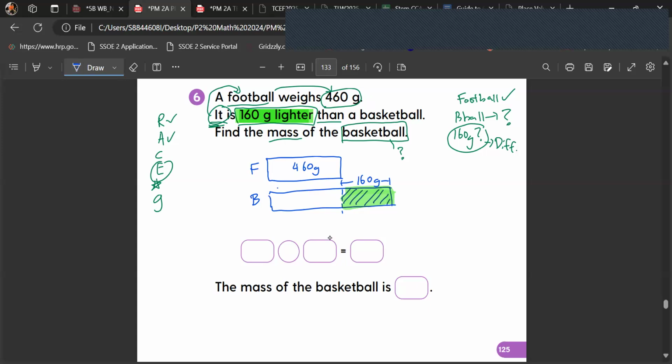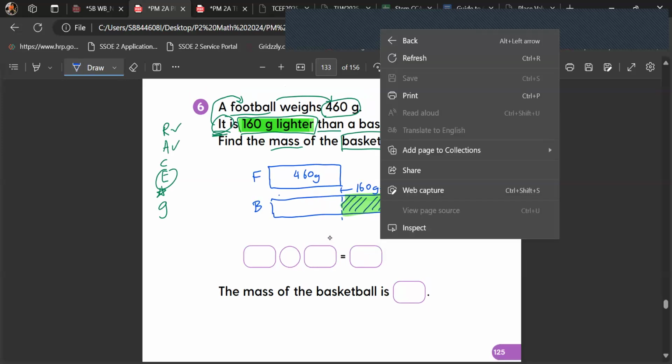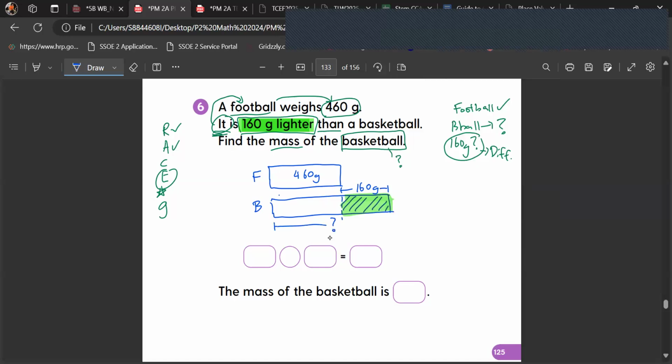So the model here shows you how they are different from each other. If I take away the green part, I cut away the longer bar, I cut away 160 grams from the basketball, you will end up becoming like the football, right? So actually the basketball, where should I write the question mark? It's this long bar here. You thought you should use minus because you saw the word lighter. But is it minus? No, it's plus.